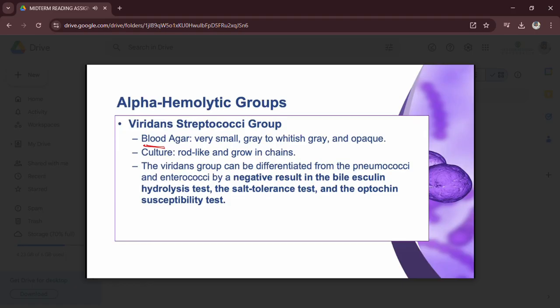So what do they look like on your blood agar? They look very small, gray to whitish gray, and opaque. Under the microscope after Gram staining, they appear in chains. As for testing, the viridans group can be differentiated from the pneumococci and enterococci by a negative result in the bile esculin hydrolysis test, as well as the salt tolerance test and the optochin susceptibility test.